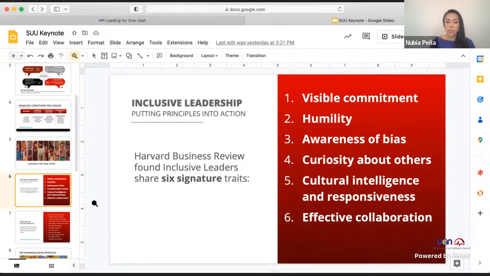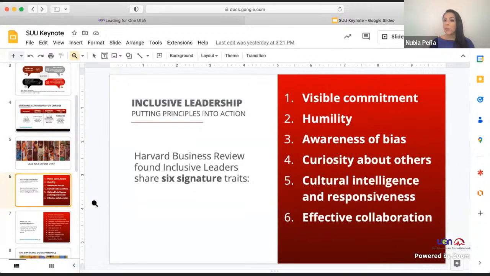And Harvard Business Review has done a lot of research around the 6 signature traits that make a leader inclusive. It is visible commitment. So people know that you are committed to doing the hard work of equity, diversity, inclusion, and accessibility, not just as posting something on your website, but they see this integrated into everything that you do.